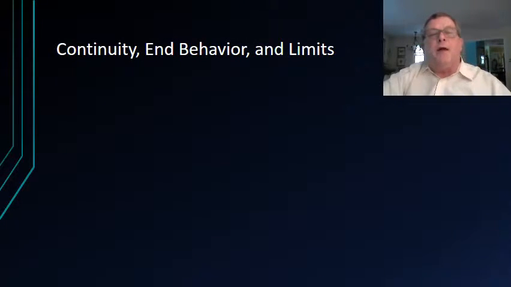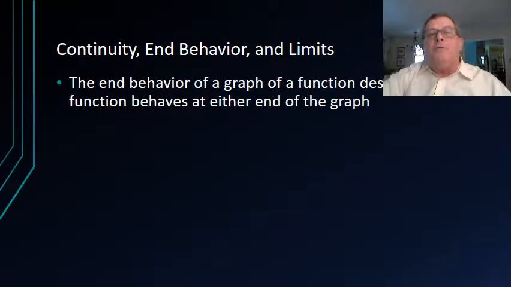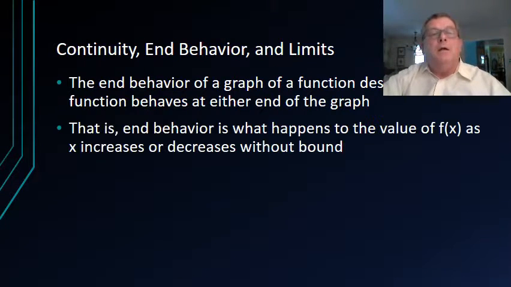So let's go through kind of a definition, if you will, so that we hear about end behavior. The end behavior of a graph of a function describes how a function behaves at either end of the graph. What's happening on the left-hand side, what's happening on the right-hand side. And that is that the end behavior is what is happening to f of x. Remember, f of x equals y, as x increases, let's say moving in a positive direction.